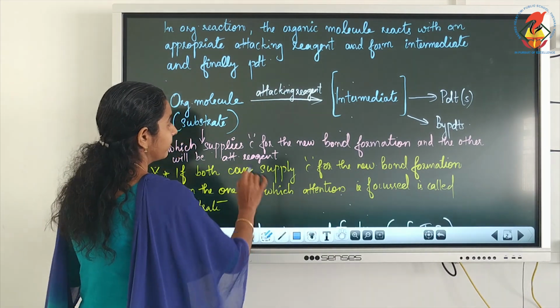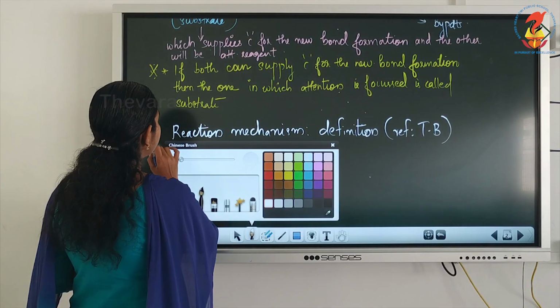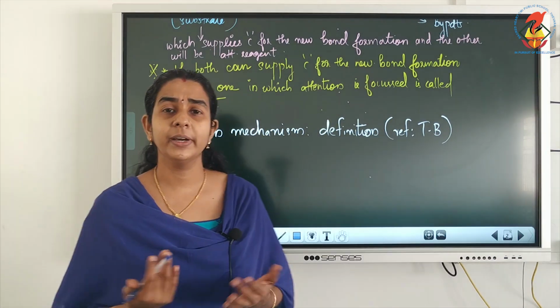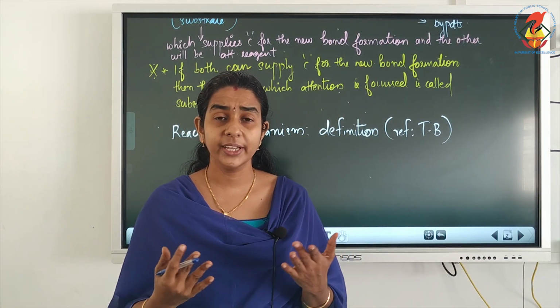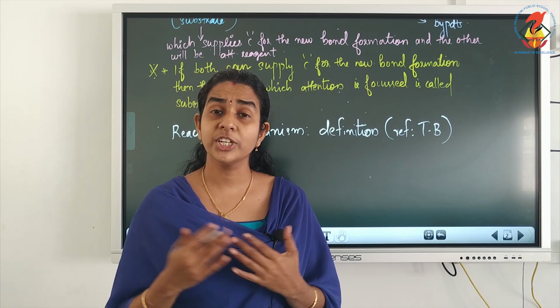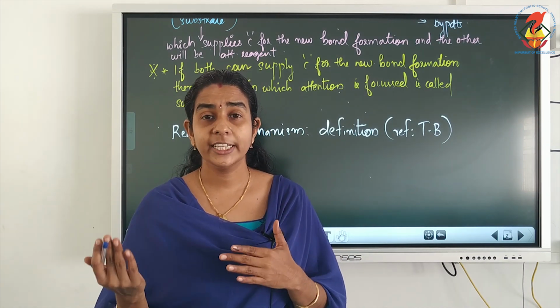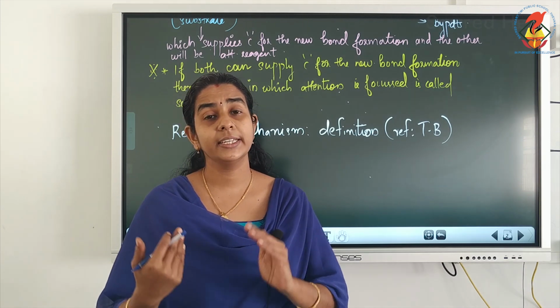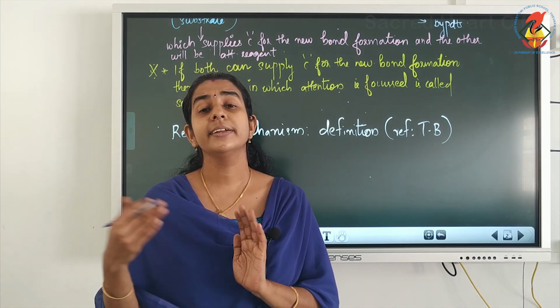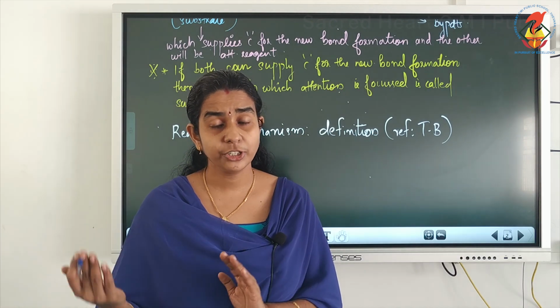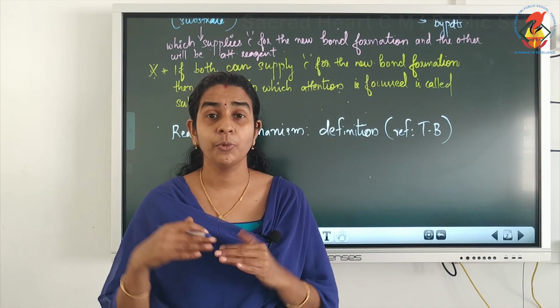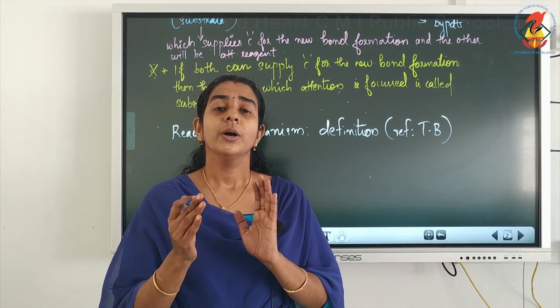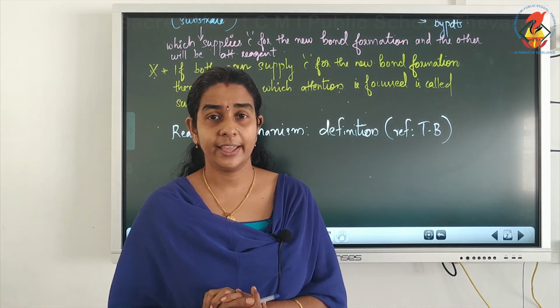Now, what is meant by a reaction mechanism? We know that there are certain reactions which can take place in one step, but there are reactions which take place in 2 steps. But certain reactions take place in 3 steps or more than 3 steps. So, what is meant by reaction mechanism?